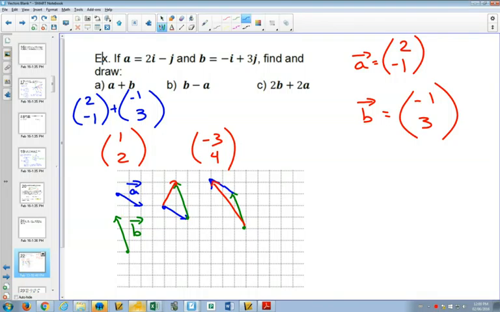Algebraically, what does this look like? Well, B is -1, 3, subtract A, which is 2, -1, and you can see that -1 subtract 2 is -3, and 3 minus a -1 is 4.